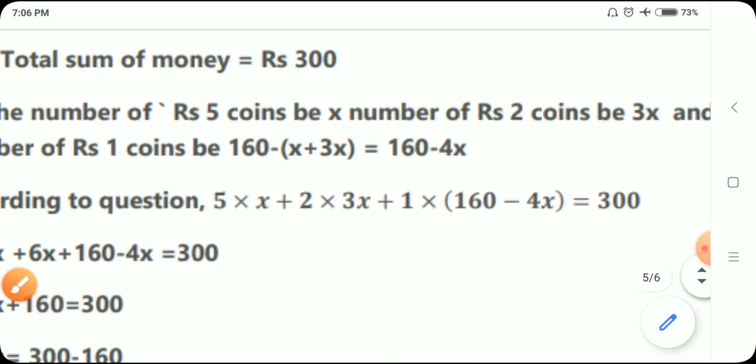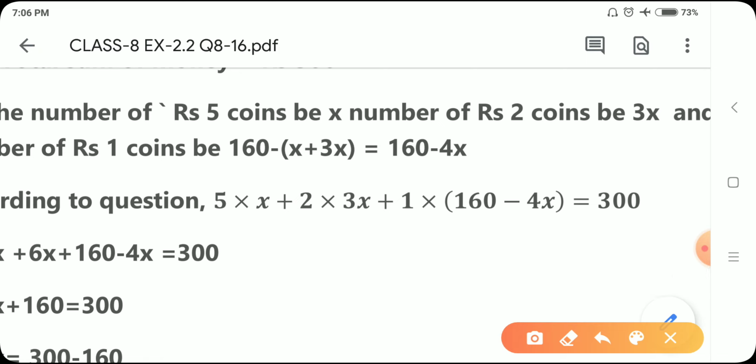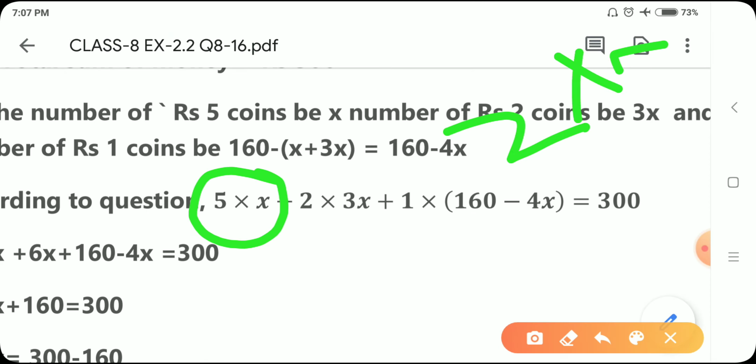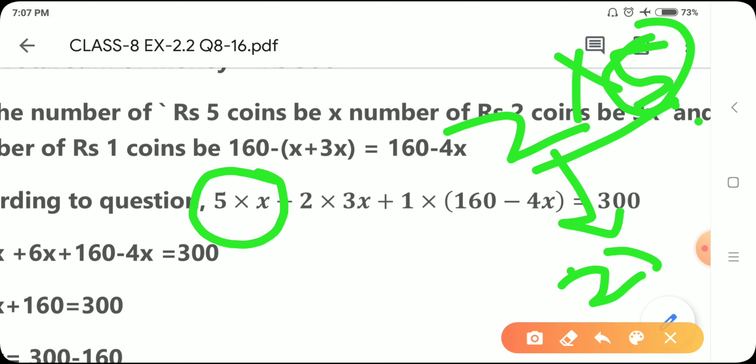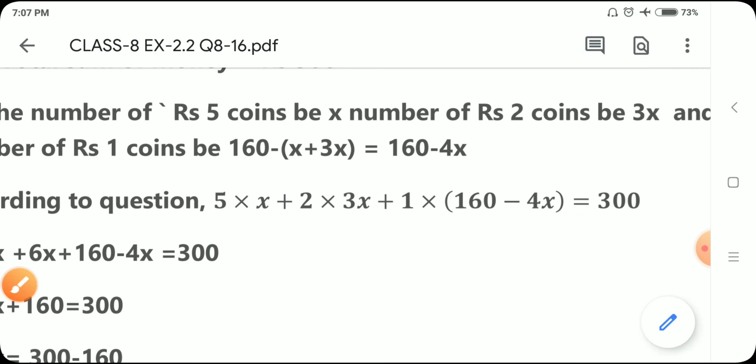Now according to the question, you know that the total value of these coins is 300. Now rupees 5 coins are x. So when you find the value of a denomination, you will multiply. For example, if you have 2 coins of rupees 5, how many rupees do you have? You have 10 rupees. You will calculate by multiplying these two. In the same way, rupees 5 coins are x, so you will multiply these two and get 5x.